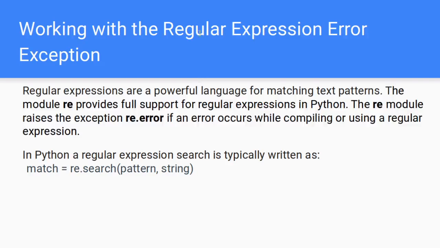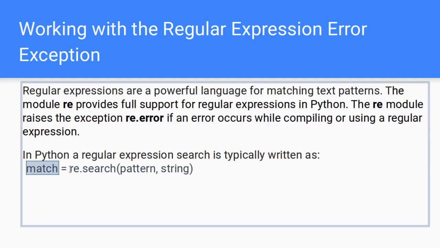The last thing we'll talk about is working with regular expressions, as an example for exception handling. Regular expressions are a powerful language for matching text patterns. We saw them in a previous session. The module re provides full support for regular expressions in Python, and it raises the exception re.error if an error happens compiling or using a regular expression. In Python, a regular expression search is typically written as a variable equals re.search, and you give it a pattern and a string to look in.